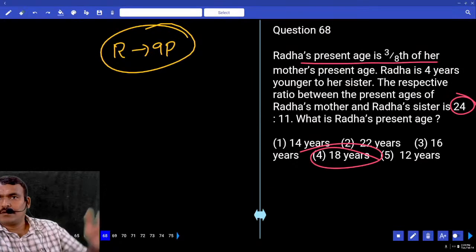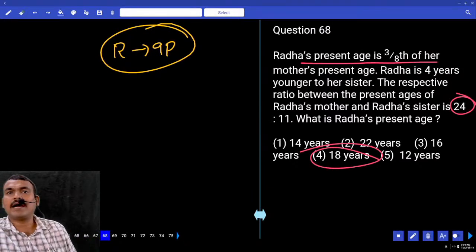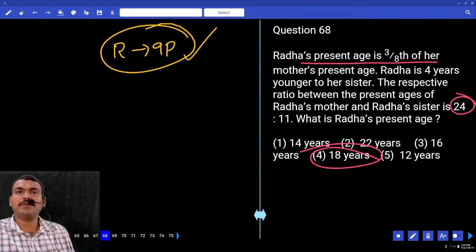Sir, no. 24 parts in the 3/8 value, 9 or not? Radha must be how many parts? 9 parts. How many options? Only one option or not?